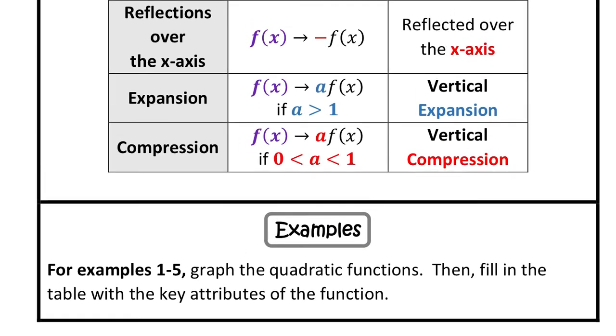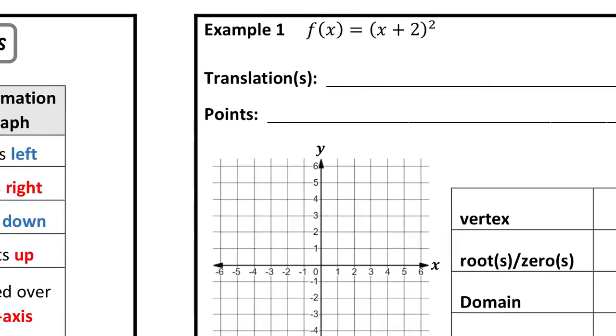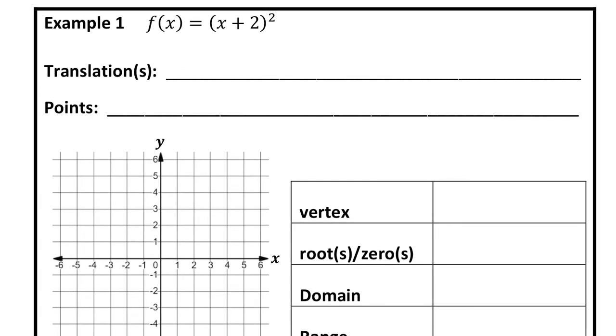And the instructions for the first 5 examples, they want us to graph the quadratic functions, then fill in the table with the key attributes of the function. So we're going to graph and fill in like we did at the beginning of the video. So now let's go to example 1. Let me zoom out a little bit.